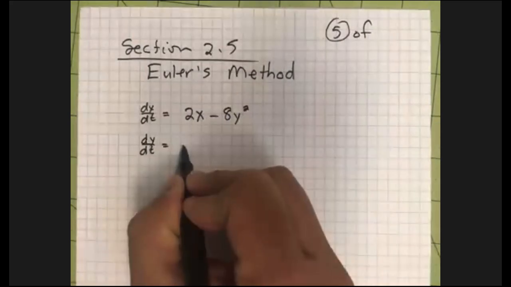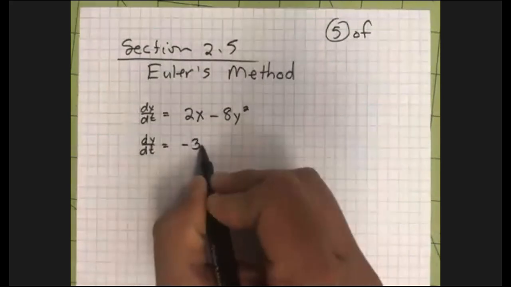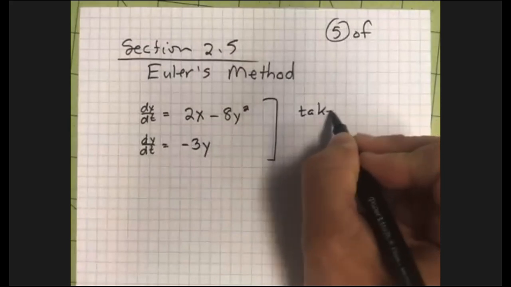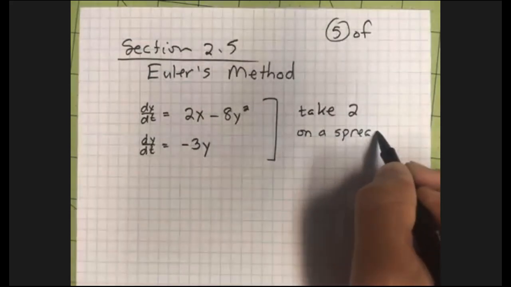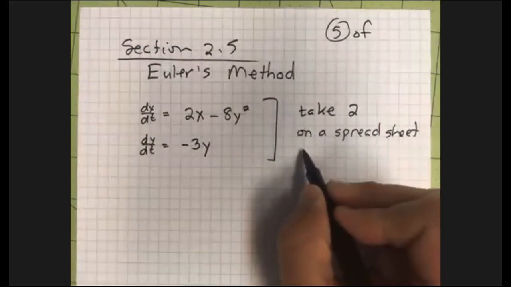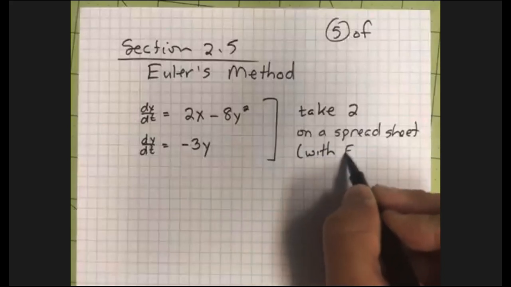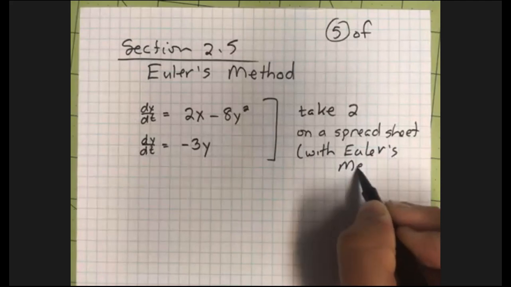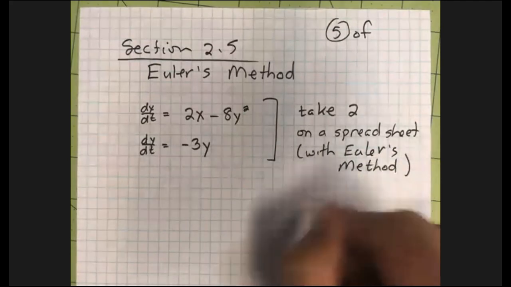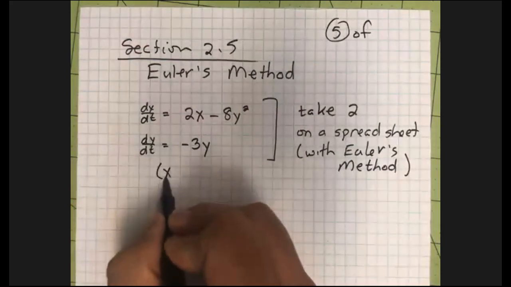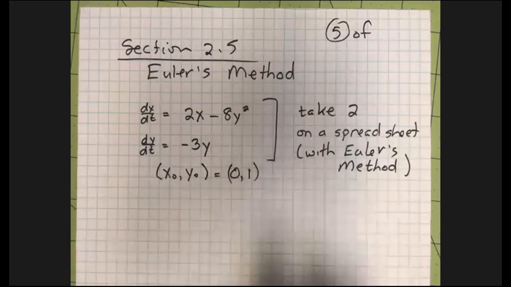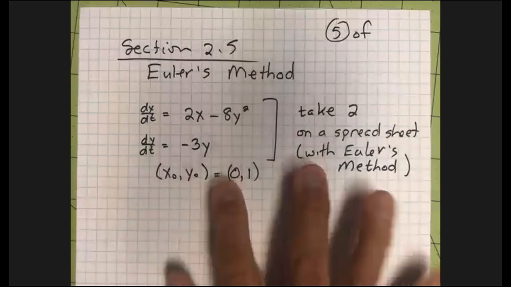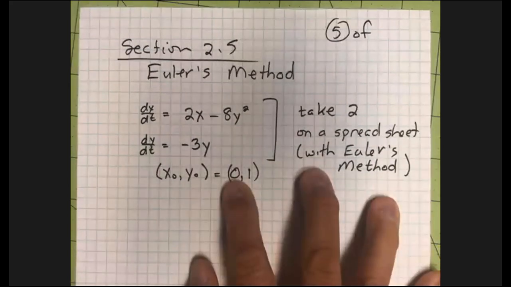So let's do this in a spreadsheet. Let's do this with Euler's method. So let's say, take two, as they say in the movies, on a spreadsheet. Take two with Euler's method. I think I actually have this spreadsheet ready-made for you on the website. I certainly have a spreadsheet ready-made for you on the website. But to be really fair, let me start with an incredibly blank spreadsheet so you just see the work happening. Let's execute Euler's method on a spreadsheet, and then see if it doesn't match what I expected it to match.